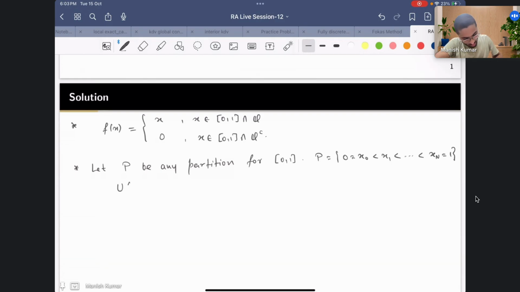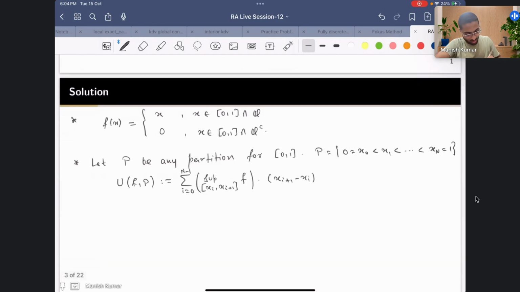Now if I want to calculate U(f,P), I hope you remember the definition. This is defined in the following way. You take the supremum of the function f on the interval [xi, xi+1], then take the length of this interval, xi+1 minus xi, and i varies from 0 to n minus 1. Basically on each interval you take the supremum and multiply it with the length of the interval. This is how you define the upper sum.